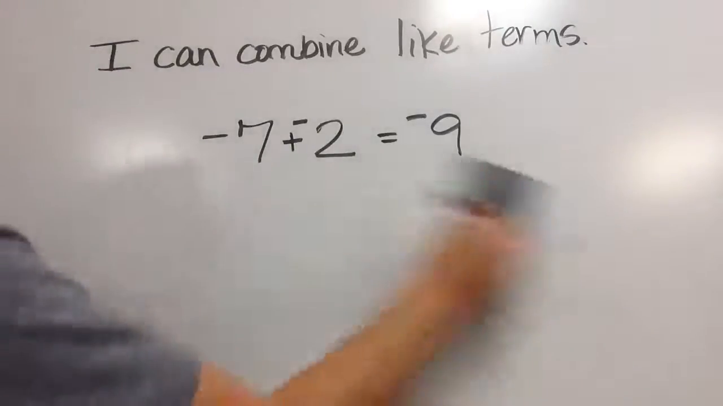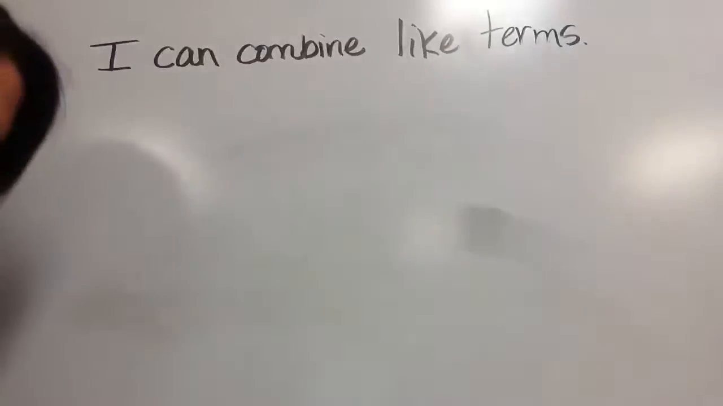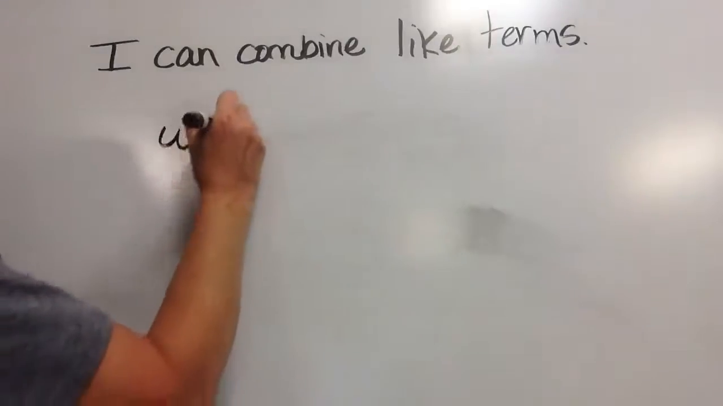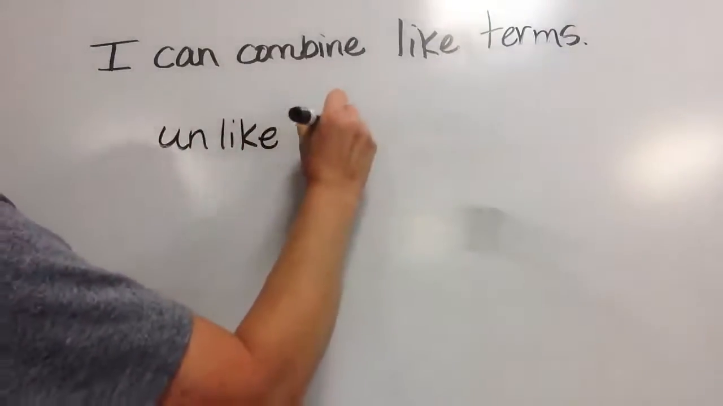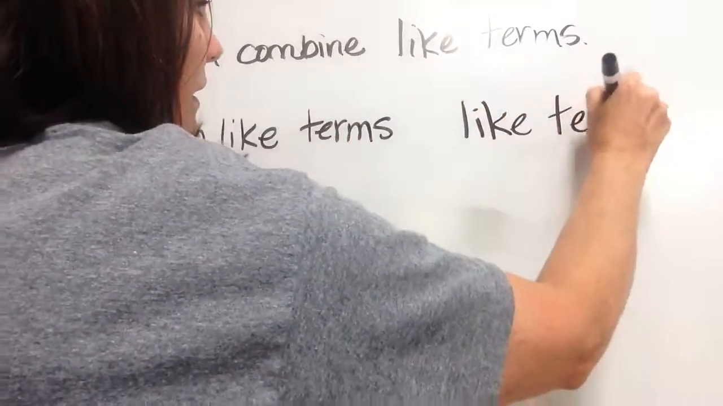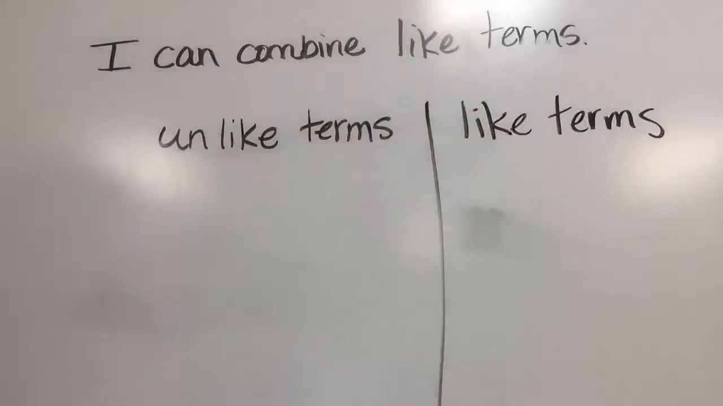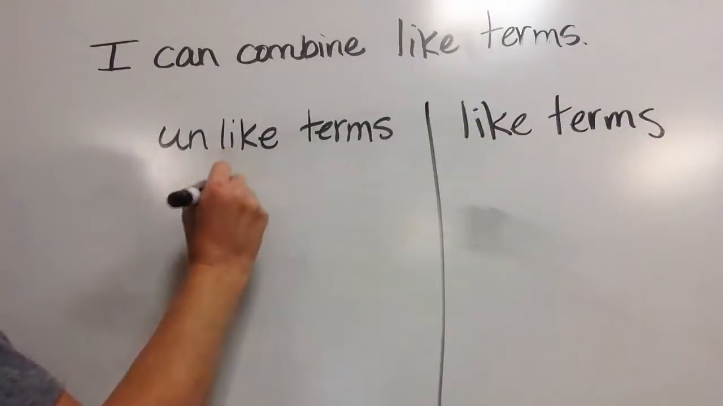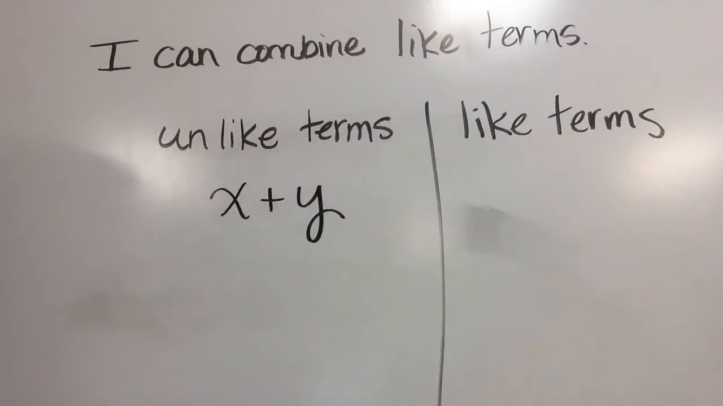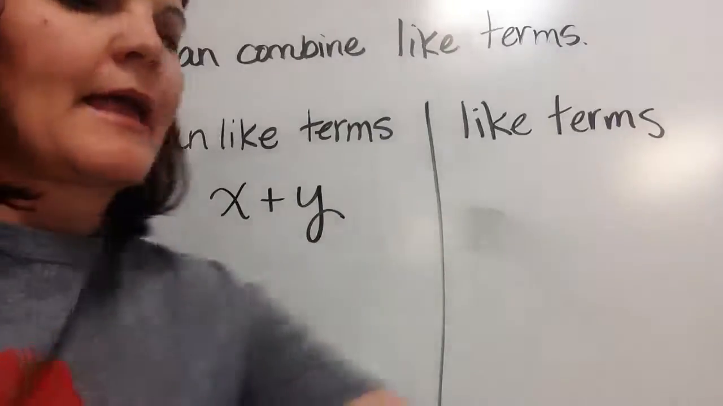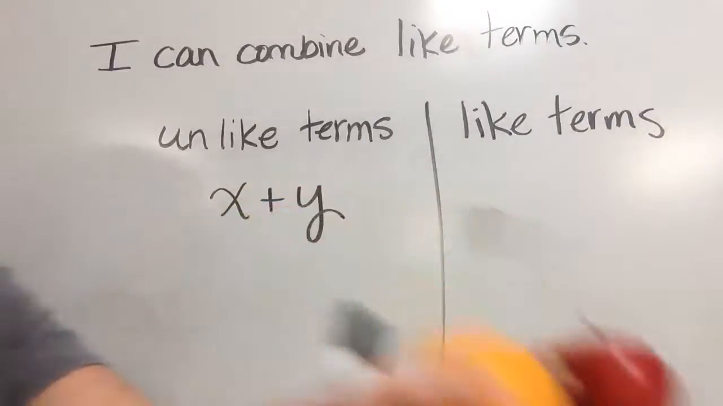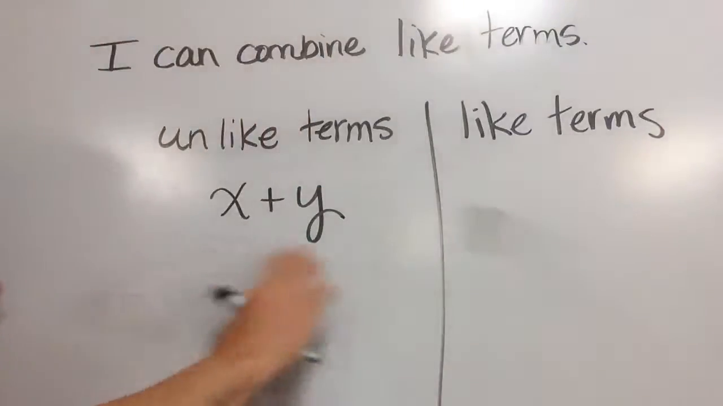Okay. Now that we've reviewed those two things, we can talk about combining like terms. In order to combine like terms, you have to know the difference between unlike terms and like terms. So the example I want to use for unlike terms is x plus y. If you are adding x plus y, that's like adding an orange plus an apple. Just like x plus y, you can't really do. X plus y is just x plus y.